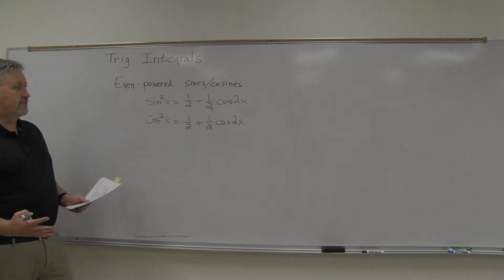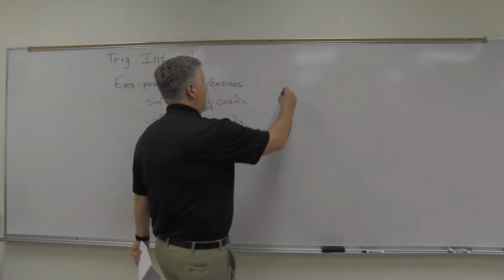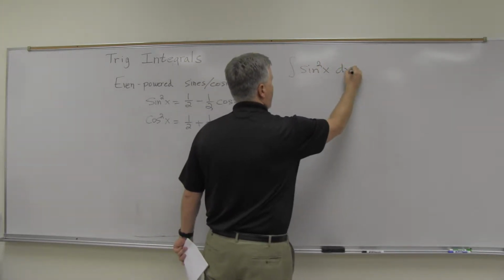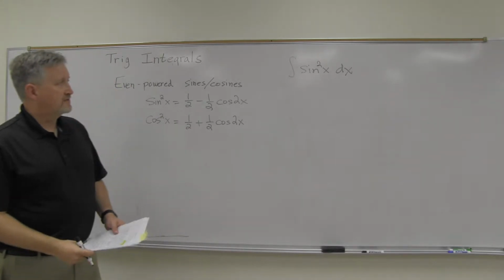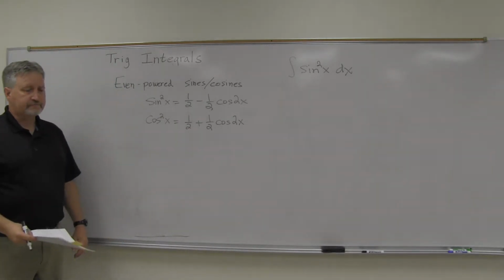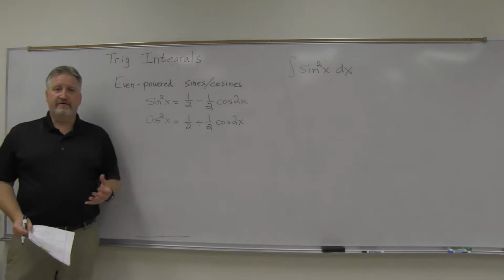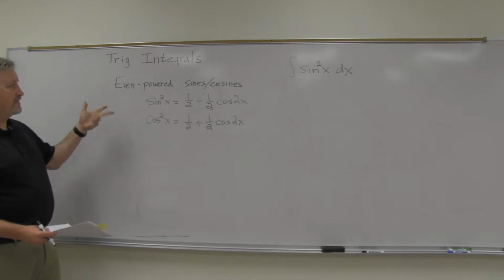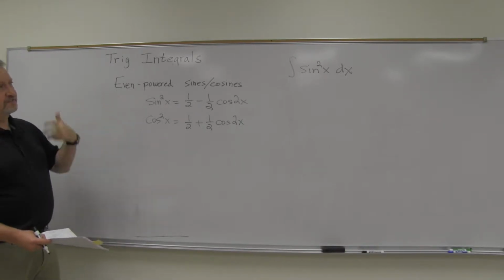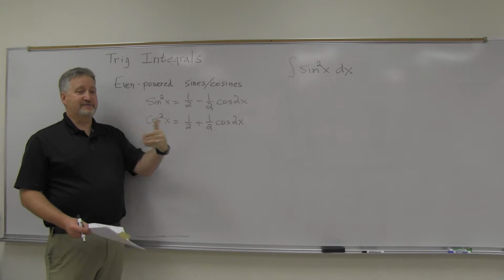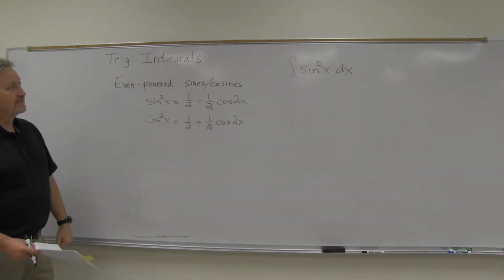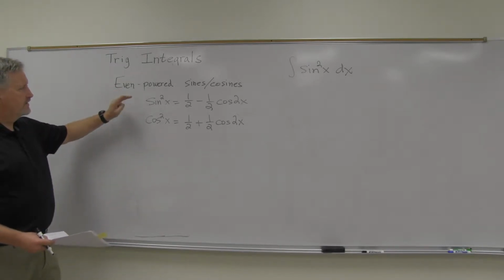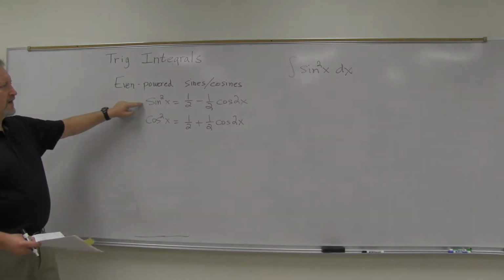We'll just start with the most basic even-powered sine, and that is the integral of sine squared x dx. We don't have an odd power to play our little game with as we did previously. That's why we have to go with this double angle, because if we did the Pythagorean identity, that would just get us right back to a squared cosine, a vicious circle. So we're going to go with this double angle identity.